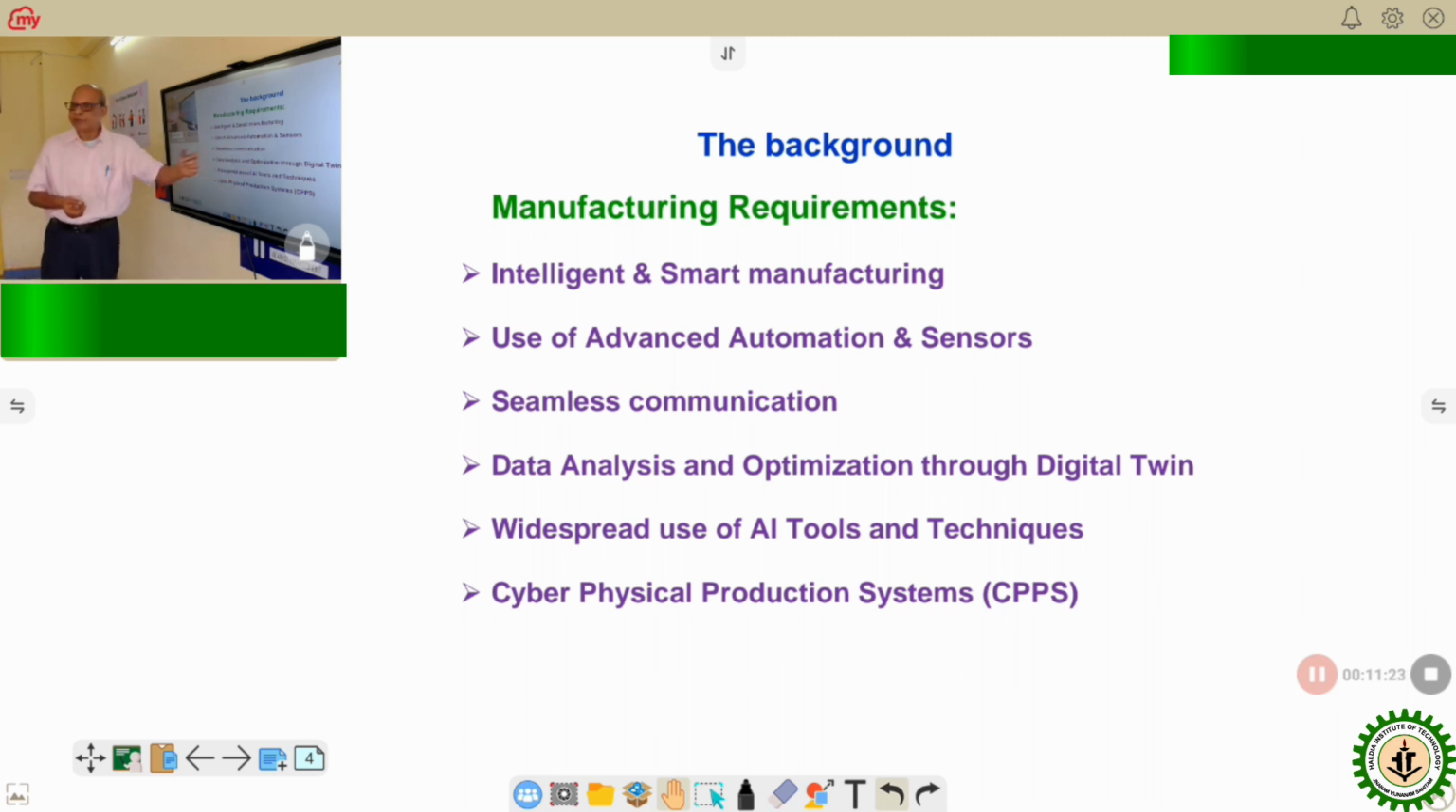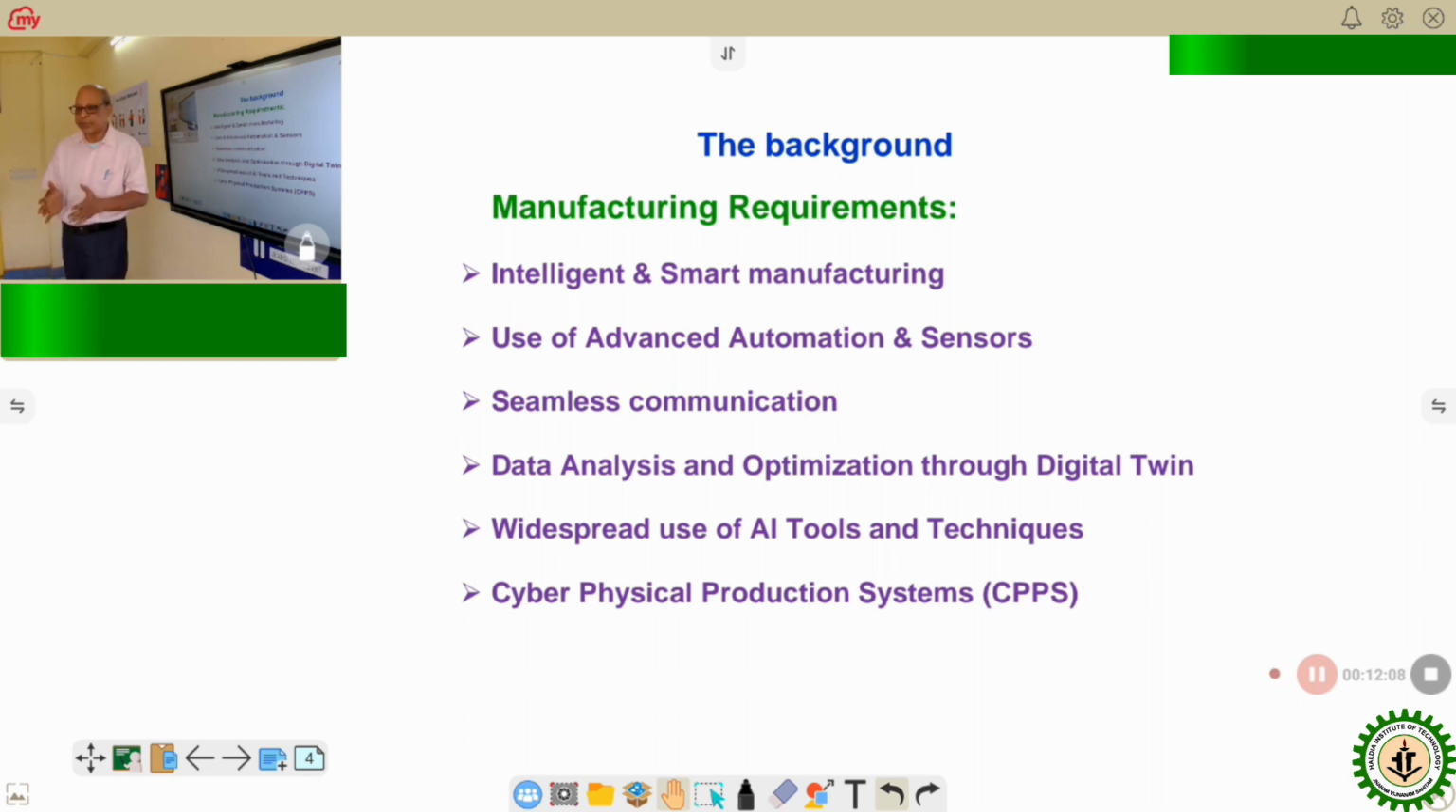Although I have mentioned only the optimization, apart from optimization there are another three high level decision making activities like monitoring, prediction, and simulation. So these four different types of high level decision making take place through the digital twin. Digital twin is, I would say, the nucleus of the cyber physical production system. We will discuss that afterwards. That is the main theme of the cyber physical production system, to realize smart manufacturing. And to facilitate this data analysis and optimization, we have to rely on the widespread use of AI tools and techniques.